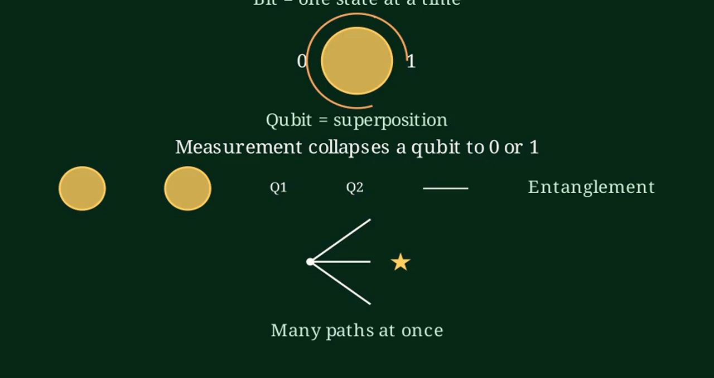Now, let's compare how many states bits and qubits can represent. With n bits, you can represent only one state at a time. With n qubits, you can represent 2 to the n states at once.